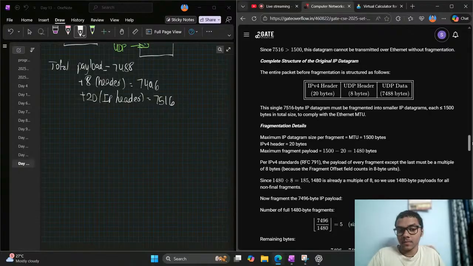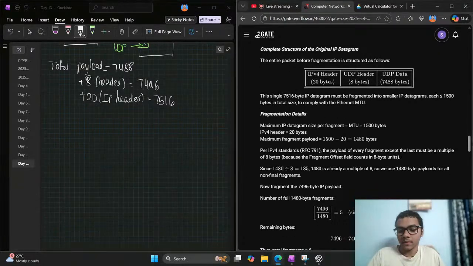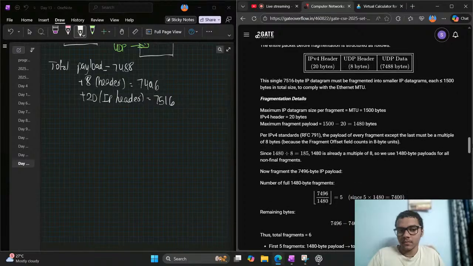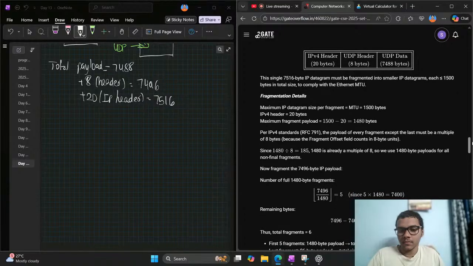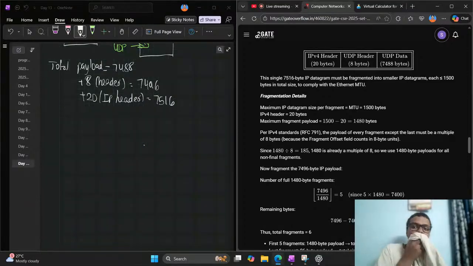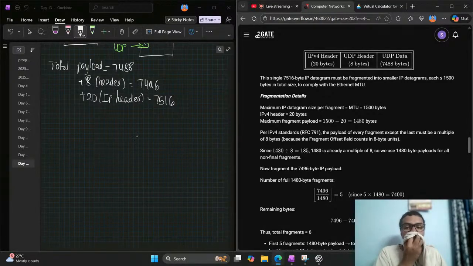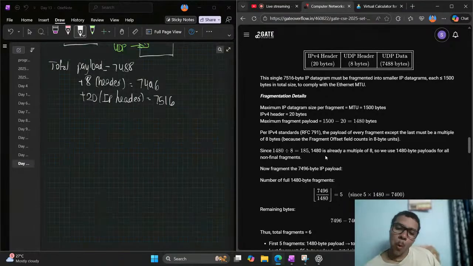Maximum fragment payload. Per IP standards, the payload of every fragment must be a multiple of 8 because of the fragment offset field. It's okay. 1480.